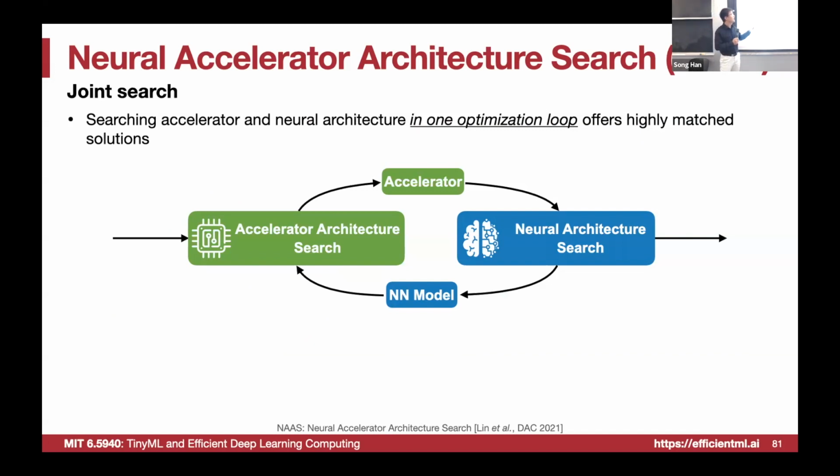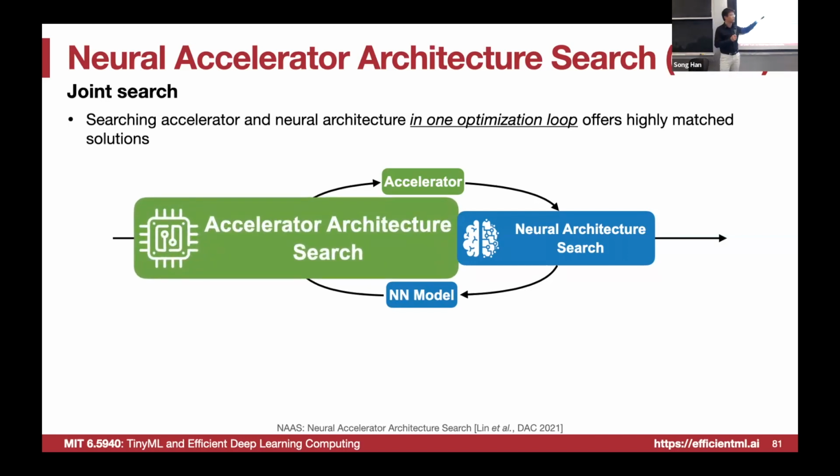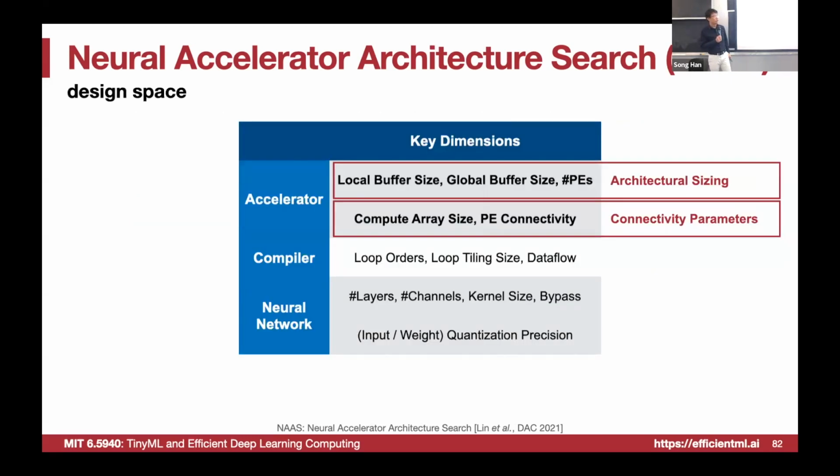And we want to jointly search in one optimization loop, right? To open up a much larger design space compared with only doing neural architecture search. But now we're also working on the accelerator architecture search. The design space can be roughly categorized into two types. One is sizing related. The other is connectivity related. Sizing related is very easy to search because they are numerical values. You just search a number and just assign the number to it. But what about these connectivity parameters? They are non-numerical.